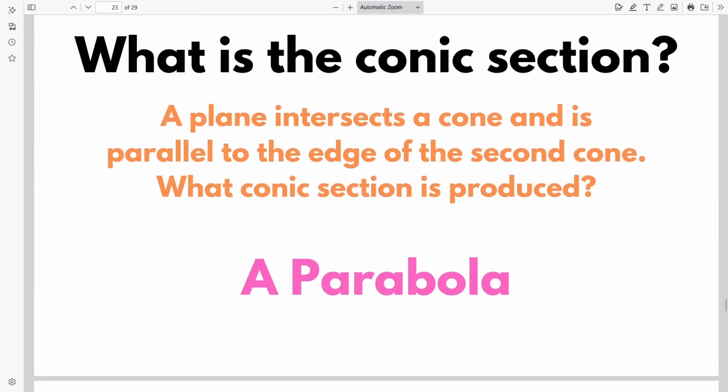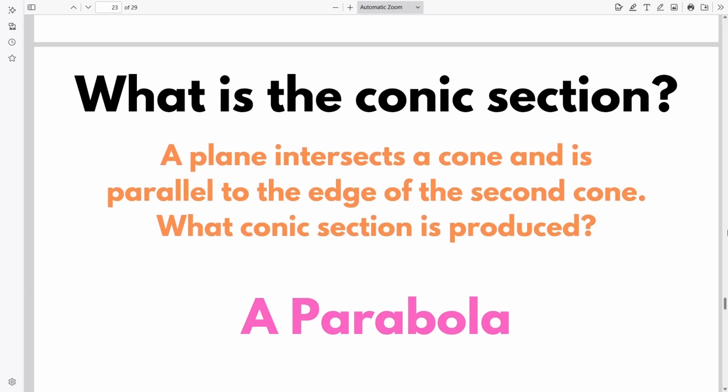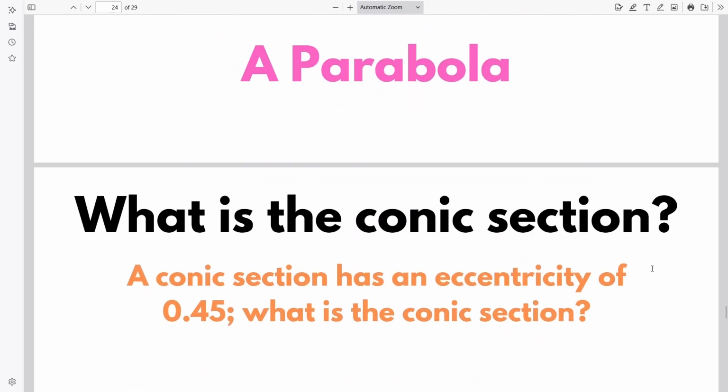If you said a parabola, you were absolutely correct. Remember, it's exactly parallel to the edge, so it's just enough to completely open up and not be bounded. A circle and ellipse are bounded and have an area. A parabola doesn't, but it's not so steep that it ends up being a hyperbola.